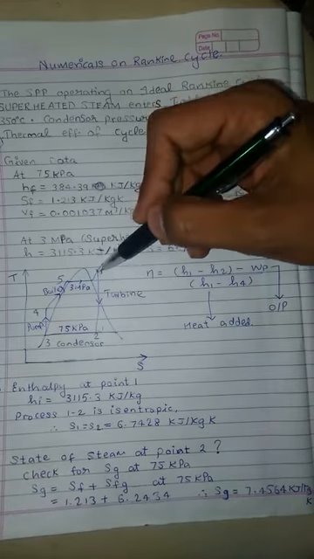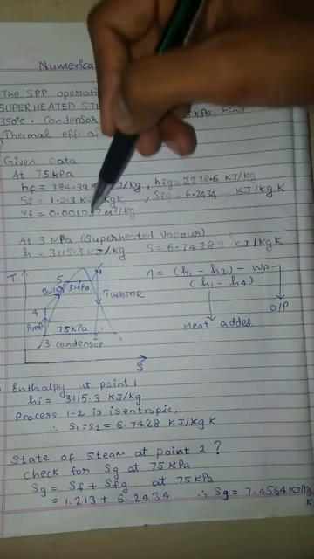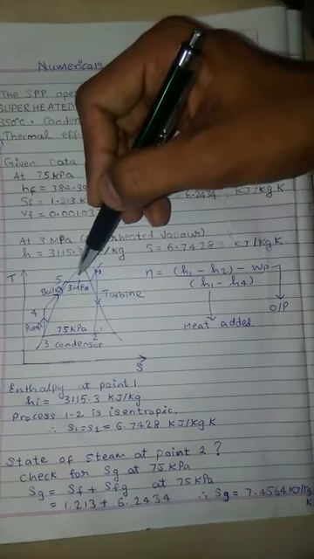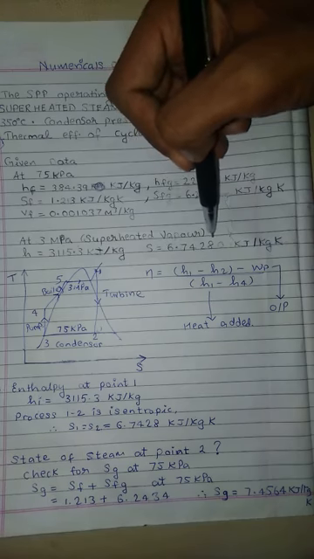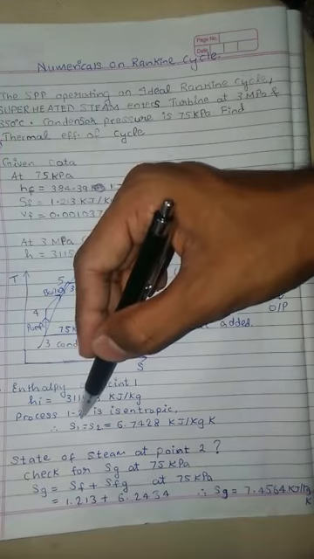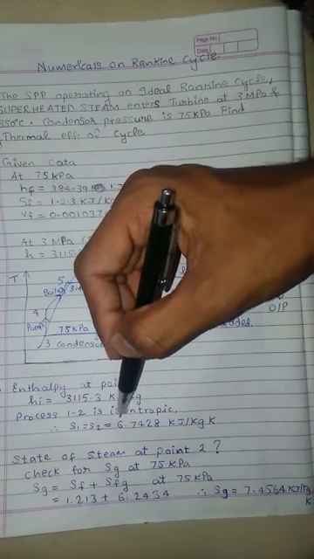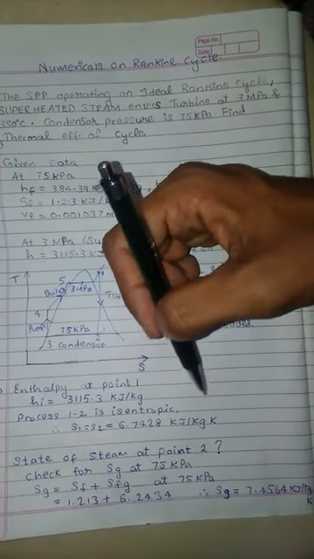Process 1 to 2 is isentropic. As you can see, there is isentropic expansion, so S1 will be equal to S2. Now S1 is also given here at 3 megapascal pressure. The entropy is 6.7428 kilojoule per kg Kelvin. So S1 will be equal to S2 because of isentropic expansion, 6.7428.